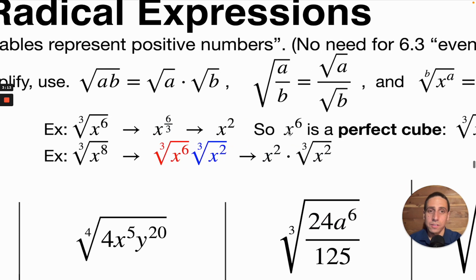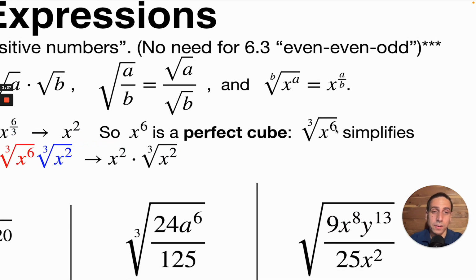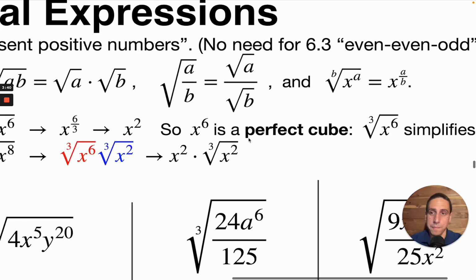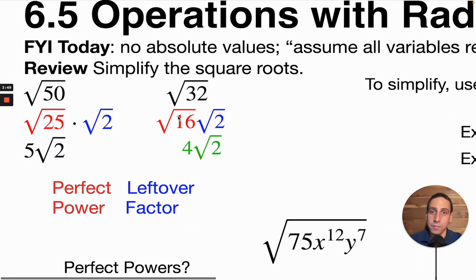So anyway, x to the 6th is a perfect cube because you can simplify the cube root of x to the 6th. 8 is a perfect cube, 27 is a perfect cube, 64 is a perfect cube, 125, those are all perfect cubes because you can take the cube root of them. And so x to the 6th is a variable representation. The cube root of x to the 6th simplifies to x squared, as we saw. Now, if you just had the cube root of x to the 6th, then we'd be able to simplify that, no problem. Just like over here, if you had the square root of 16, it simplifies to 4. But if you had the square root of 32, then we have to figure out how to simplify that.